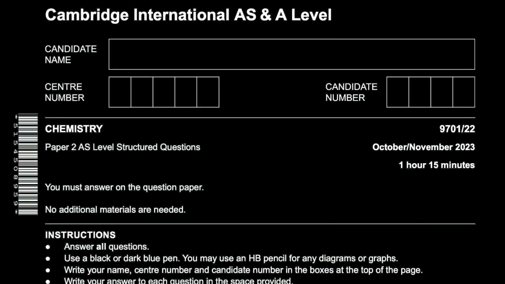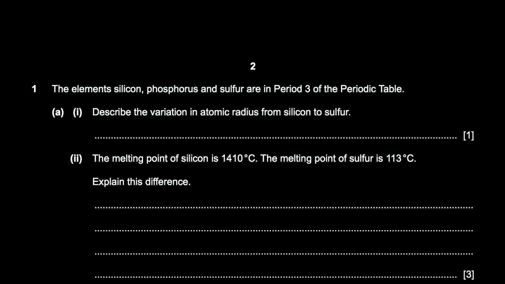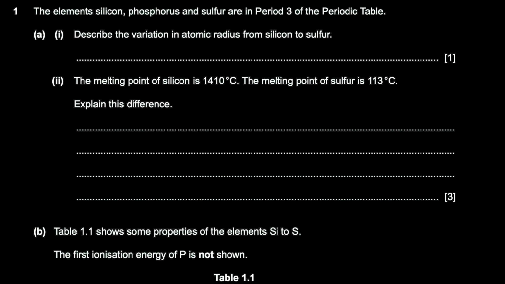Today we're going to be solving October-November 2023 paper 22. Question number 1 says the elements silicon, phosphorus and sulfur are in period 3 of the periodic table. Describe the variation in atomic radius from silicon to sulfur. So this question is asking what happens to the atomic radius across the period. We know that it decreases across the period, right?